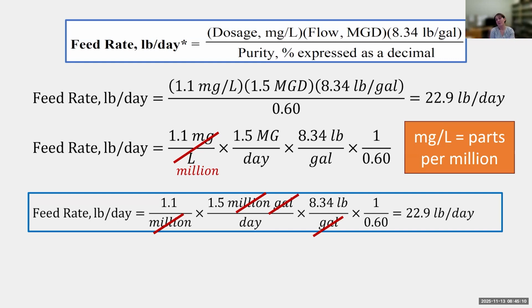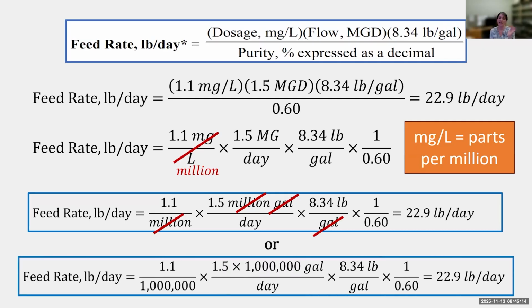Now, if you prefer to work with numbers and not with words, we can write it out this way. I'm just going to write out the number million instead of using the word. So we have 1.1 divided by 1 million times our flow, which is 1.5 times a million gallons per day times 8.34 pounds per gallon times 1 over 0.60.